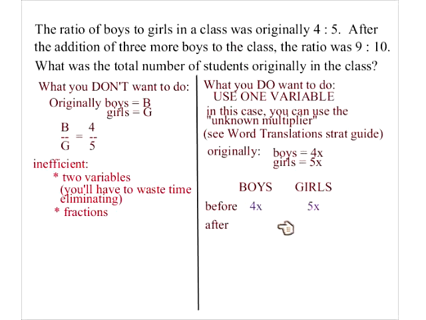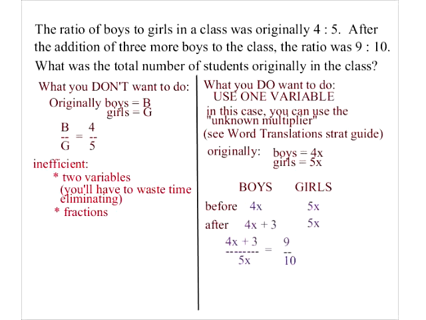then the number of boys after the addition is 4x plus 3. So you don't need another variable, you just work with that. And then girls is still 5x. After you have this, then you can set up a ratio with the other ratio. You've got 4x plus 3 over 5x is equal to 9 over 10.